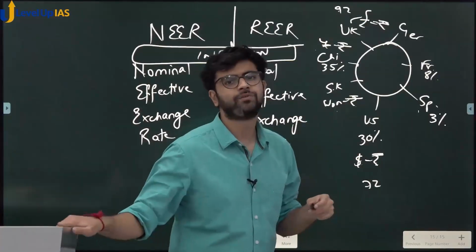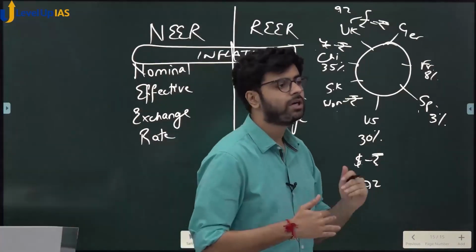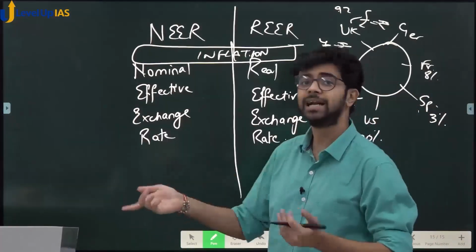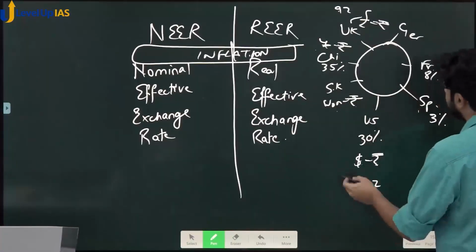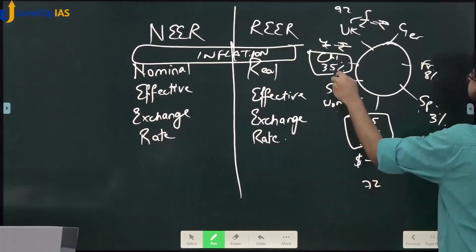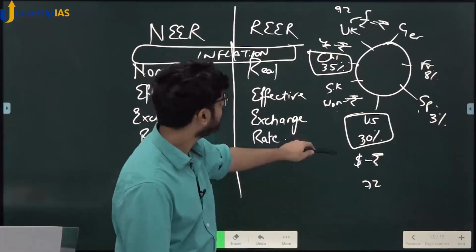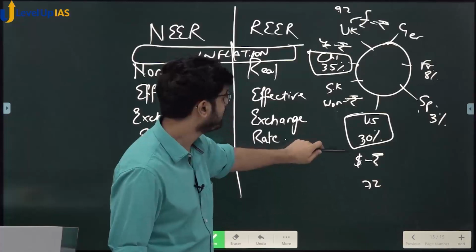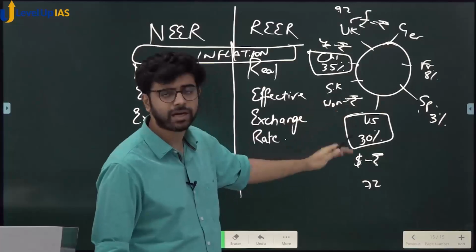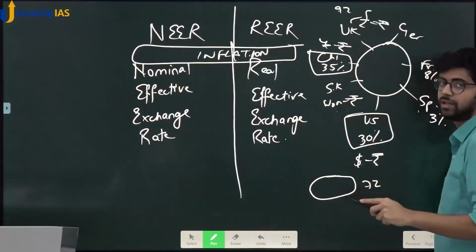I hope in statistics you know what a weighted average is. Weighted average means you allocate weights, you multiply by some weight. Whatever is more important, you give it more weight, and then you take the weighted average. Similarly, if China we trade 35% with and USA 30%, these act as weights. The proportion of global trade with other countries acts as weights. So the dollar will have 30% weight, yen will have 35% weight, and won will have very little weight if South Korea's proportion is less.